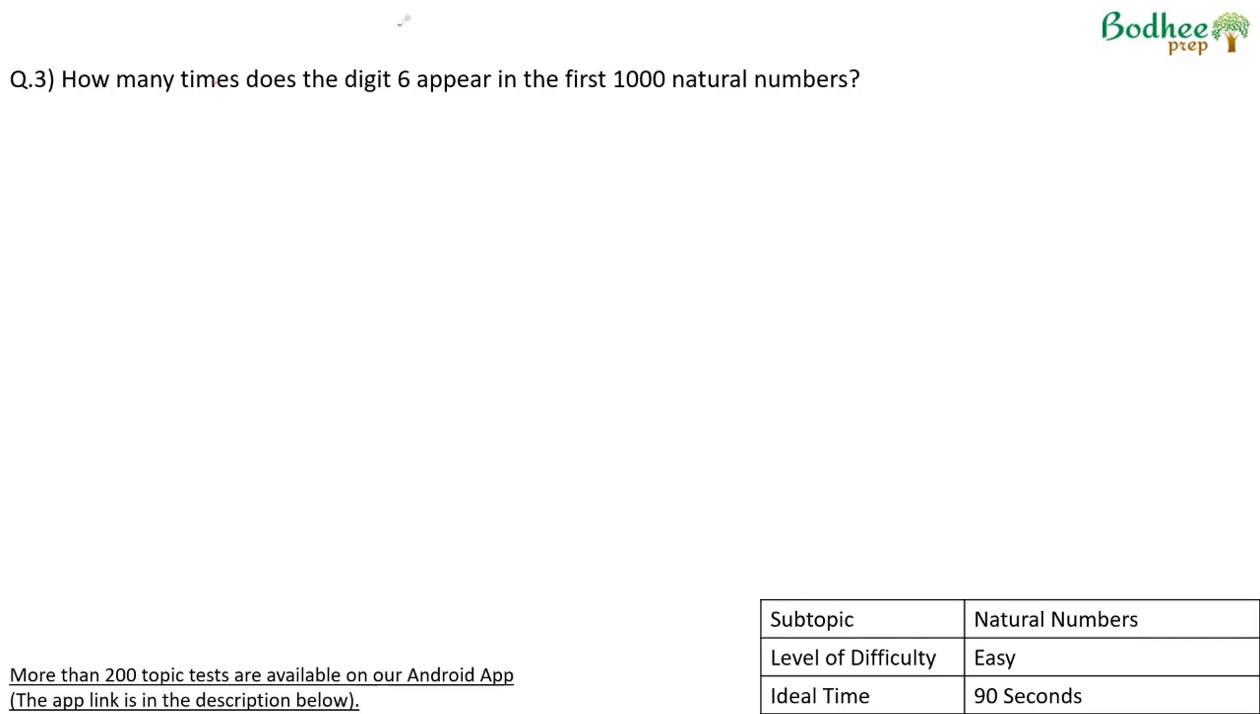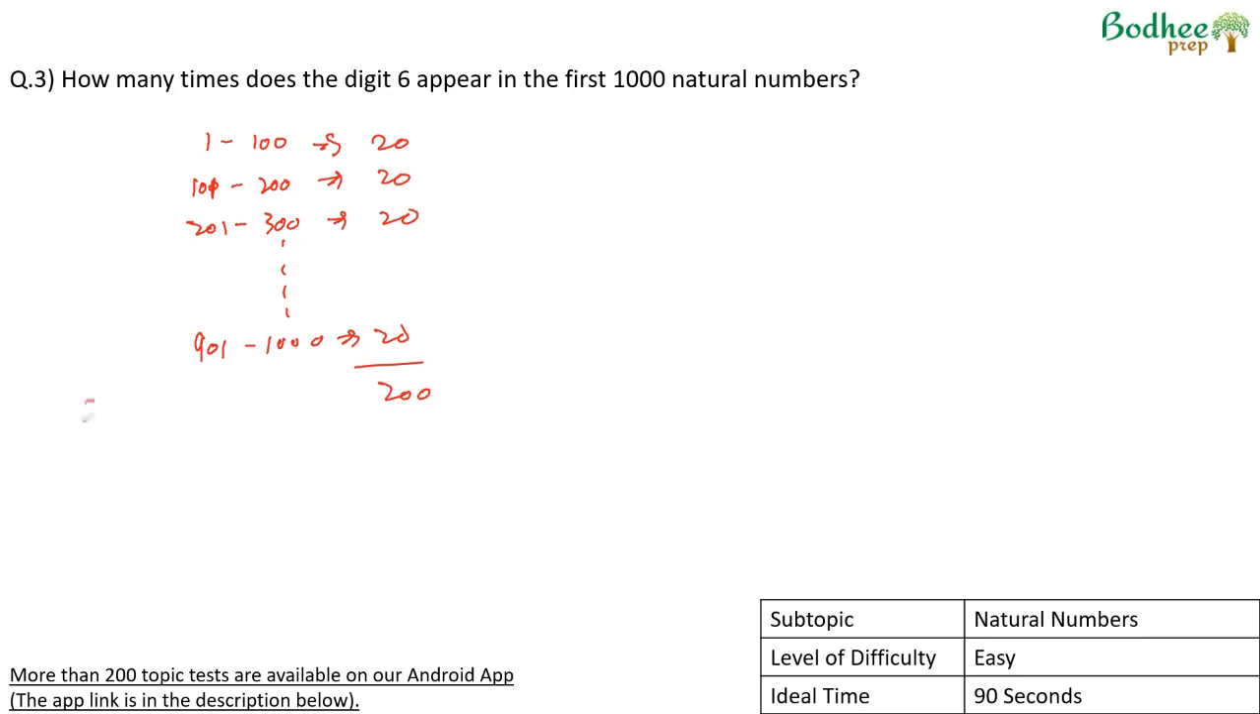Otherwise, we can count. Now, we know that every number except 0 appears 20 times in the ones and the tens place from 1 in 100 natural numbers. So 1 to 100, 6 will appear 20 times in ones and tens place. 101 to 200, again 20 times. 201 to 300, again 20 times. And so on till 901 to 1,000. Again 20 times. So there will be 10 such cases: 100, 200, 300, 400, 500, 600, 700, 800, 900, 1,000. So 200 times in the ones and the tens place, plus 600 to 699, 6 will appear 100 times in the hundreds place, so a total of 300.